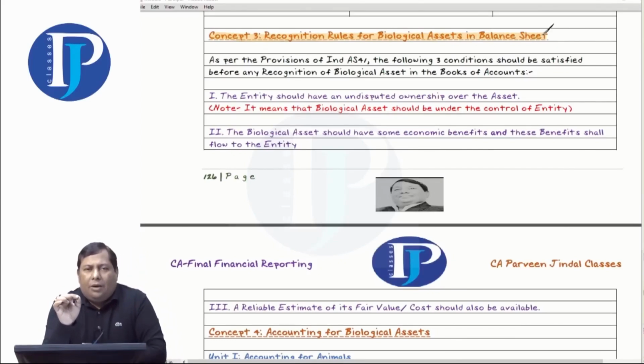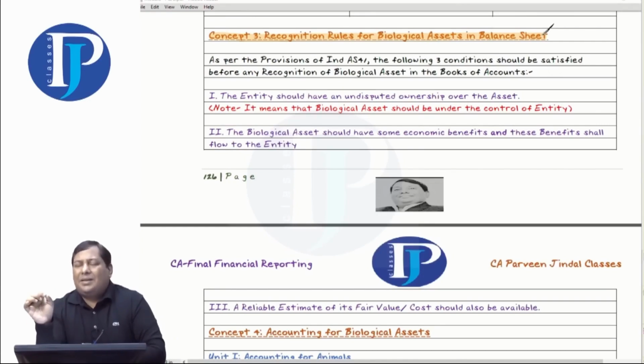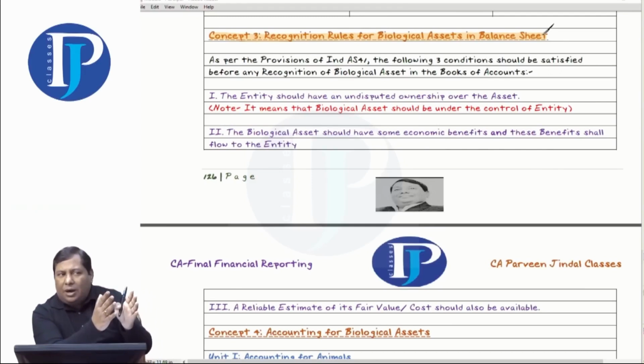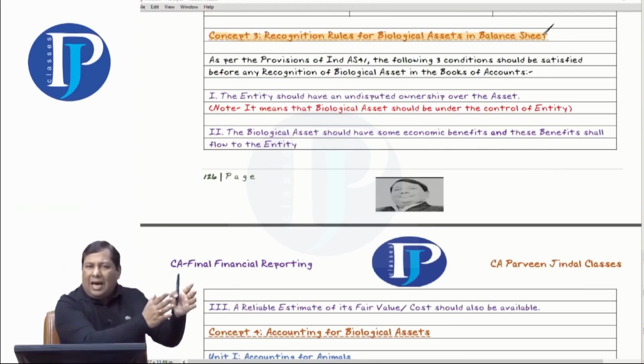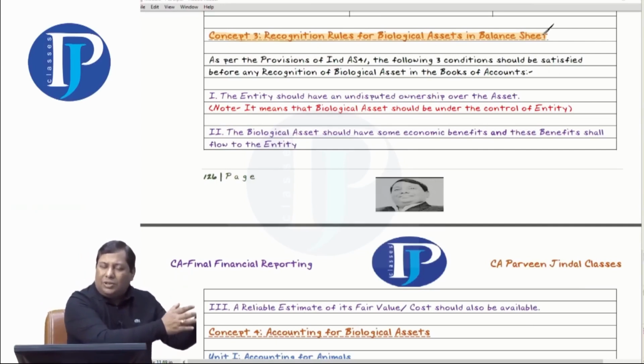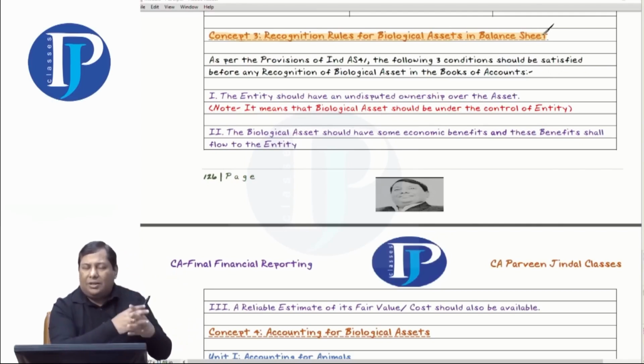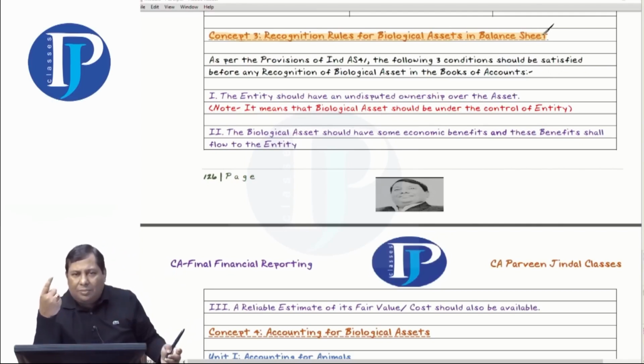Students, listen to me. You can recognize biological assets in the balance sheet as an asset. Now what comes under biological assets? Plants and animals, right? So you can show any plants or any animals as an asset in the balance sheet, but only if it satisfies the rules of recognition. And there are 3 conditions mentioned. Condition number 1.